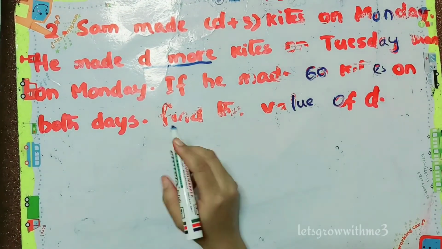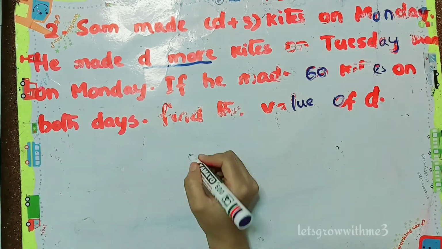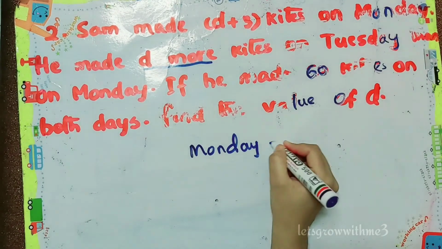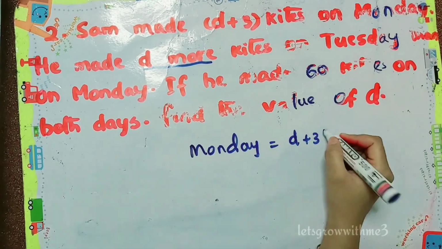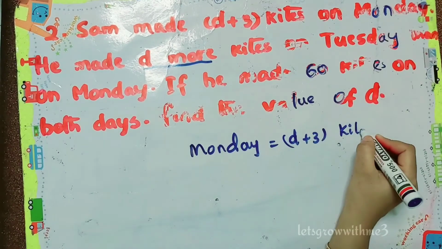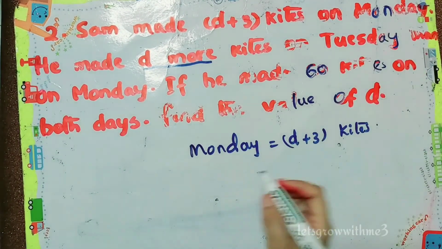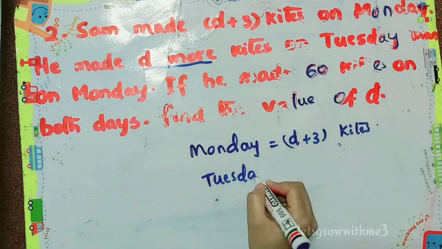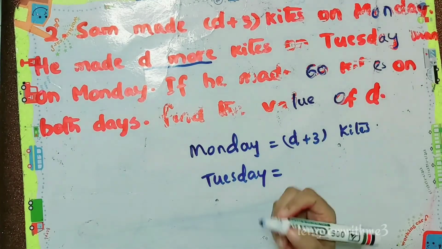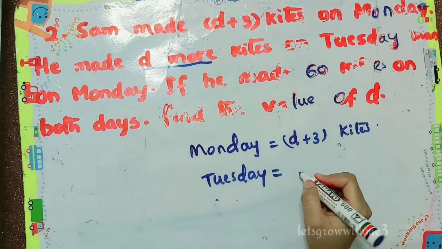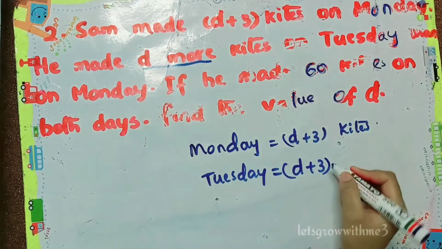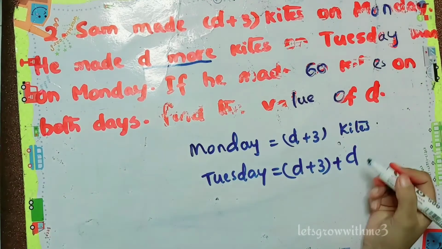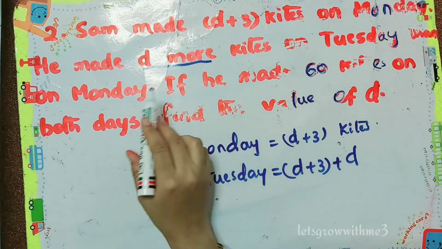We have already seen how to write a 'more' expression. On Monday he made D plus 3 kites. Again on Tuesday he made D more kites. So how do we write the expression for D more? Whatever he made on Monday, plus we need to add the extra. The extra is how much? D kites. More is nothing but we need to add, less is nothing but we need to subtract.